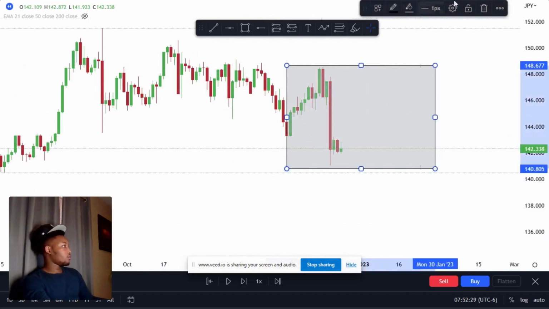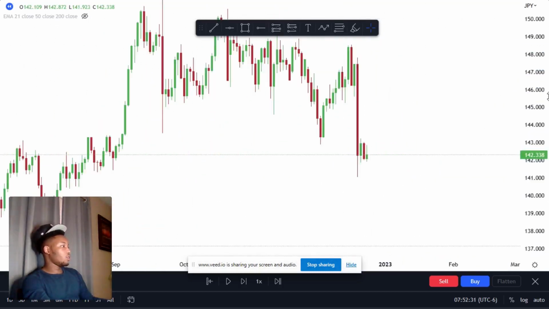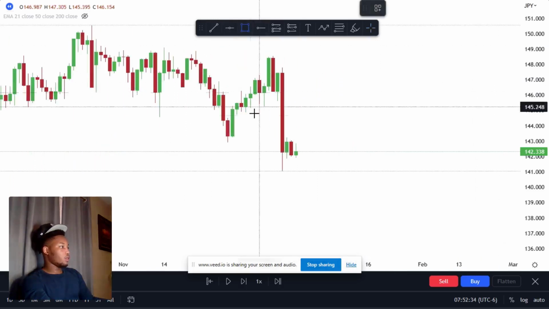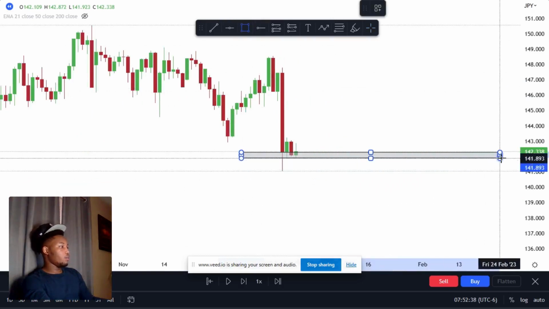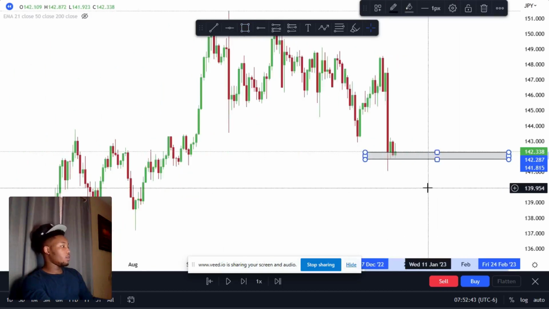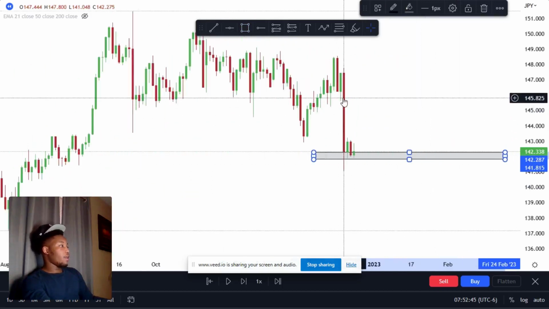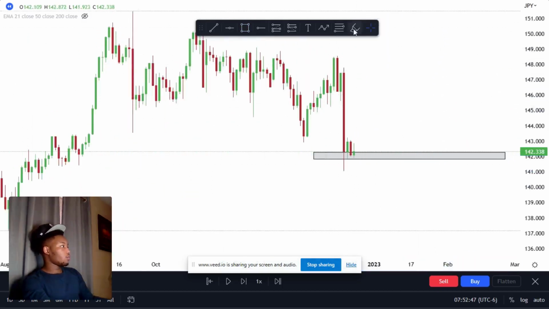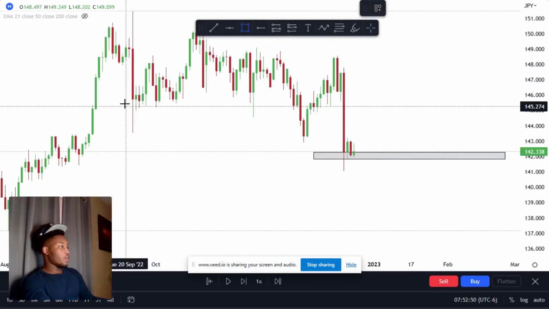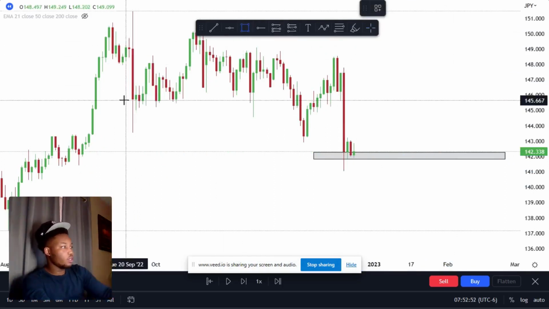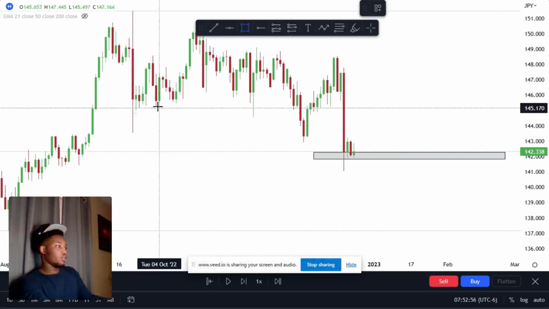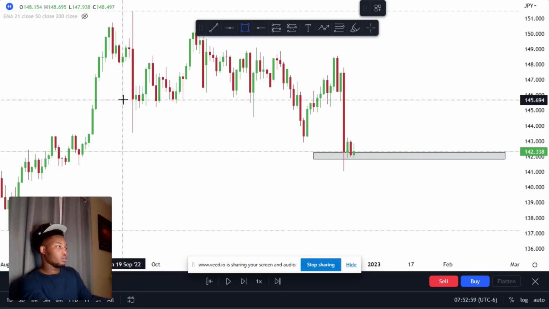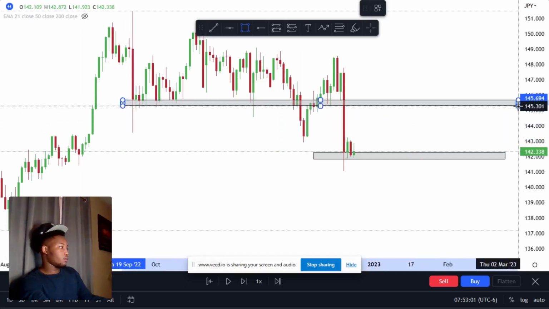Forget about it. So what we're going to do is go ahead and draw our support zone again. Remember, guys, all you need is support and resistance, and maybe sometimes a little supply and demand, which I'm not a big fan of. And now we're going to go ahead and draw our resistance. As you guys can see right here, it's struggling to break this, struggling to break this. So we're going to go ahead and draw this right there.